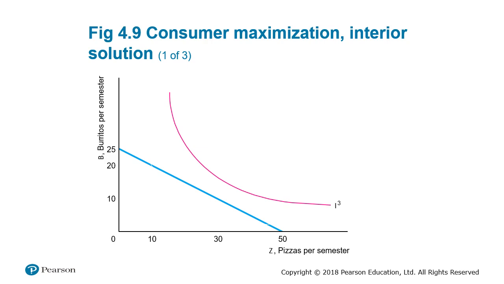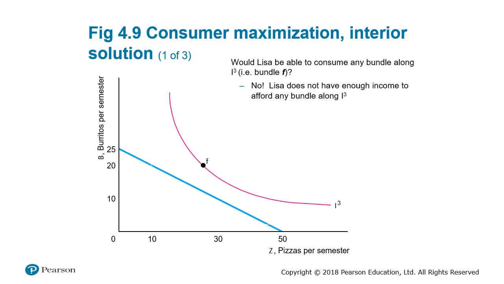So let's put together Lisa's indifference curves and budget line in figure 4.9. You can see the budget line drawn in blue, showing all the combinations she can afford of her two goods, pizzas and burritos, and so far we have one indifference curve in the picture, indifference curve I3. Would Lisa be able to afford any bundle along indifference curve I3 for a start? No, she wouldn't, because they exceed her budget. She doesn't have enough income to afford any bundle to the right of her blue budget line.